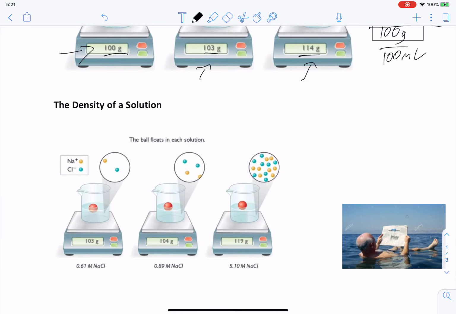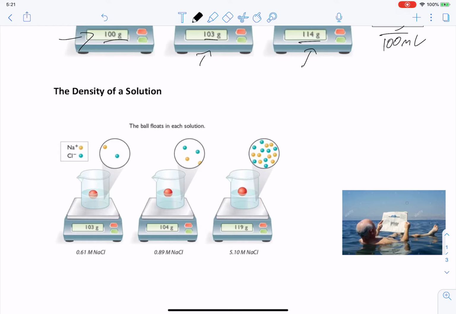So let's take another example. We have 3 beakers, and they all weigh different masses, 103, 104, and 119. And we put different substances into each one. Sodium chloride is in each one, in different concentrations. So we can see molecularly what's happening in each of them, here, here, and here.